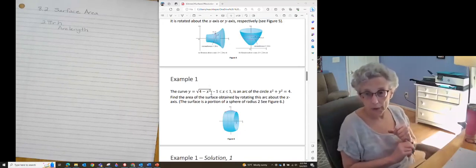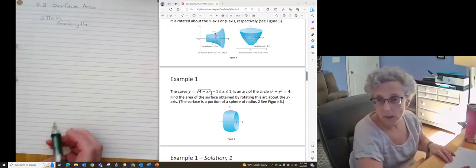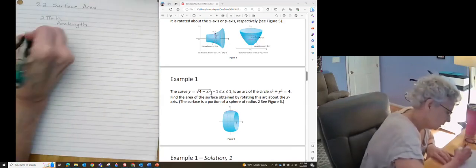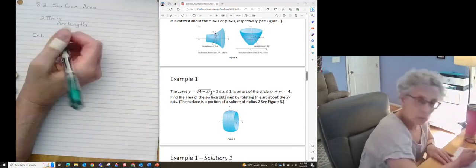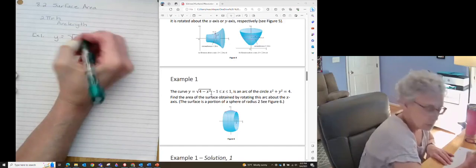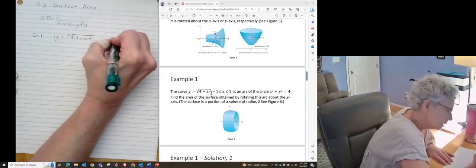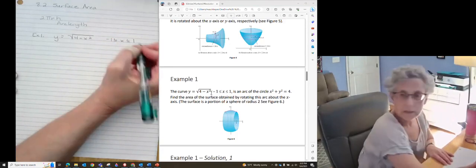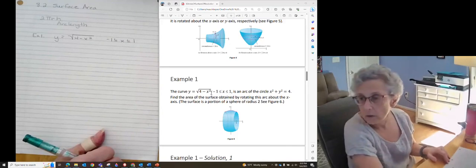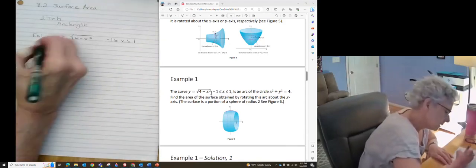Let's look at example 1. y equals the square root of 4 minus x squared. So that's part of a circle. We have something that looks kind of like a wheel. Example 1, we have y equals square root of 4 minus x squared, with negative 1 less than or equal to x less than or equal to 1. And like I said, it's the arc of the circle x squared plus y squared equals 4. And we're rotating it about the x-axis.